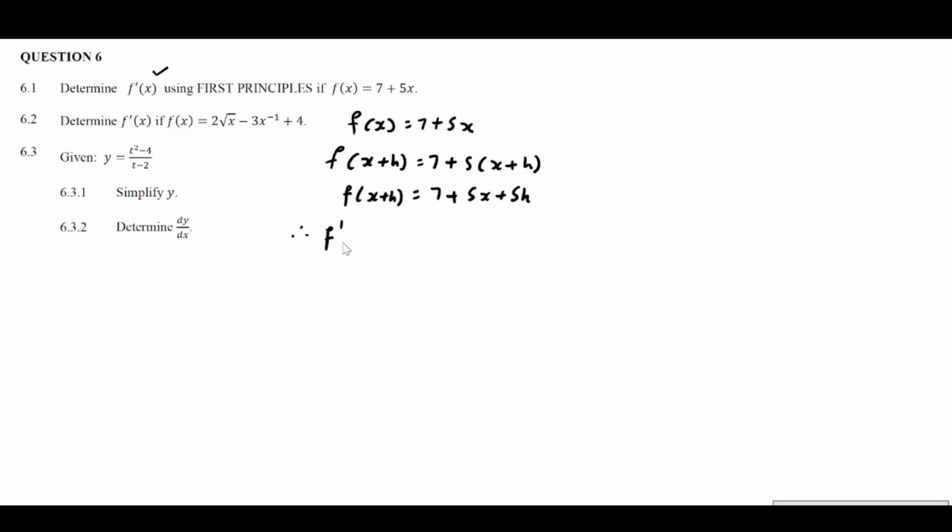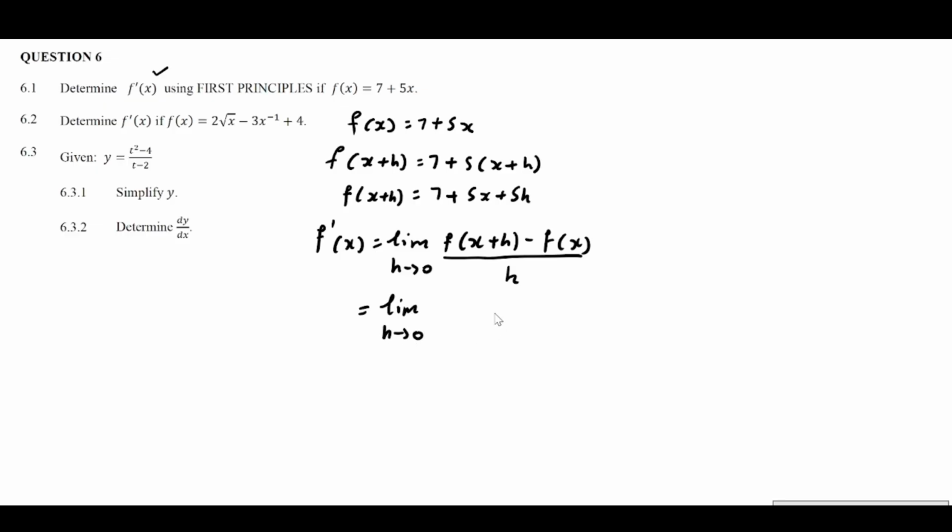Now, the formula in the formula sheet, make sure that you copy it correctly. It says f of x plus h minus f of x and then all... I'm copying it incorrectly. It's f prime of x equal to the limit as h approaches 0 of f of x plus h minus f of x, and then you divide everybody by h. So you're going to have the limit of h approaching 0.